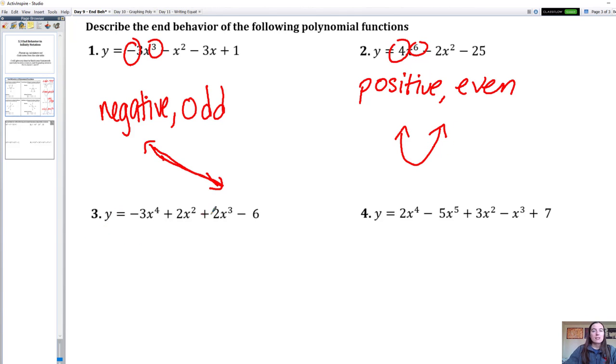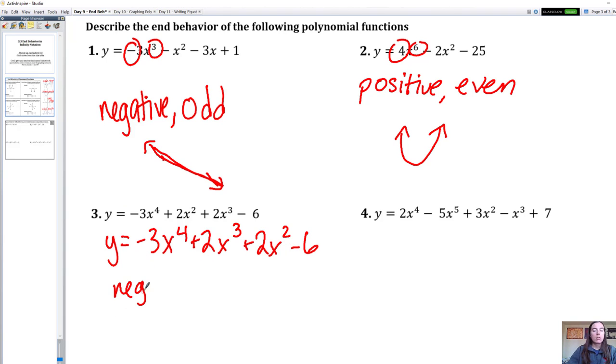Number 3, it's not in standard form, so I'm going to write it in standard form first. That becomes negative 3x to the 4th plus 2x cubed plus 2x squared minus 6. Leading coefficient is negative. Highest power is even. So because it's even, they'll go in the same direction. Because it's negative, that direction is downward.